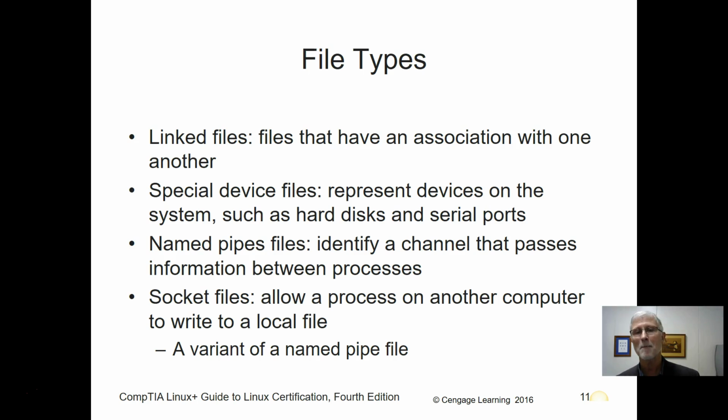There are named pipe files, and we'll talk more about pipes later, but they're basically identified information to identify a channel, a hardware channel that passes information between processes. Socket files allow a process on one computer to write to a local file. It's kind of similar to a pipe file, but just think of it as me sending data from one process to another, or one program to another.